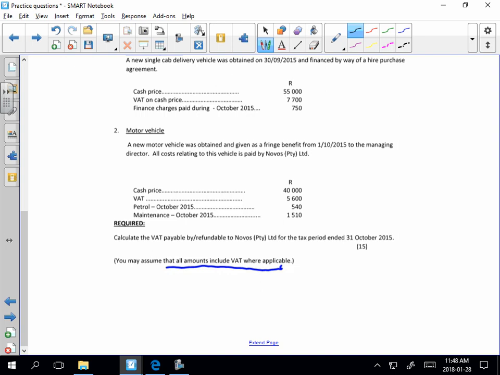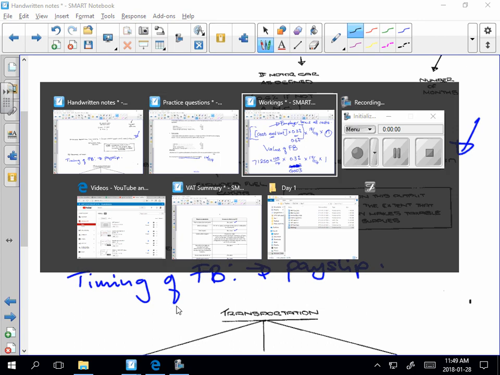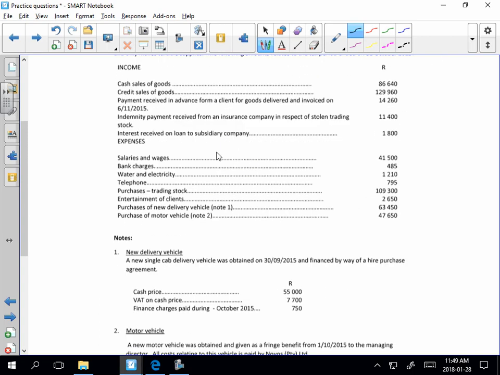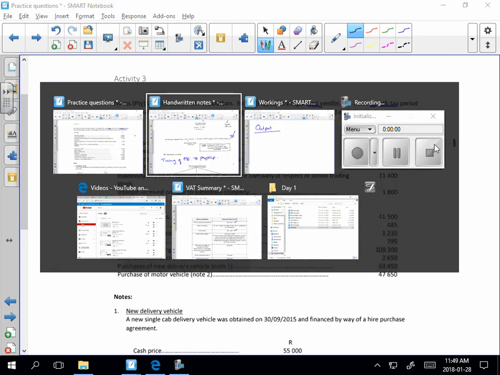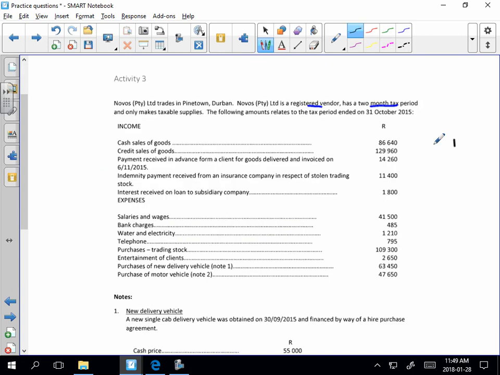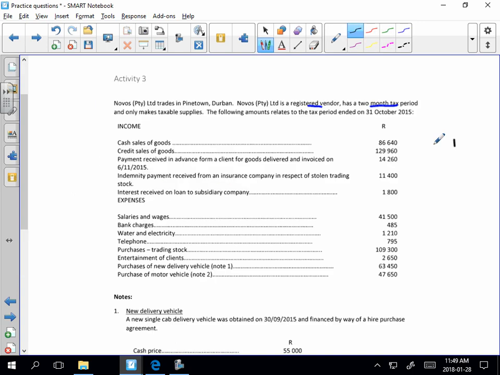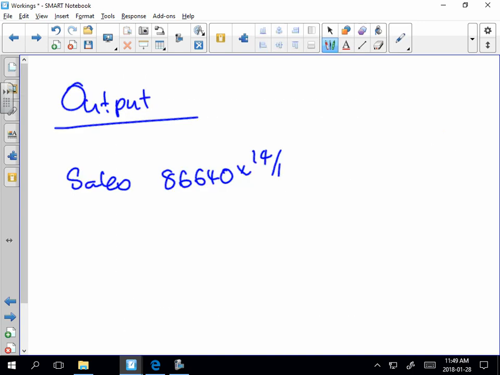So which fraction are we going to use, 14% or 14 over 114? 14 over 114. So I'll have output VAT on one side and then I'll have input VAT on the other side. Let's look at output VAT first, which is from the sales. From a sales perspective, 86,640 times 14 over 114. Do you guys agree with me?